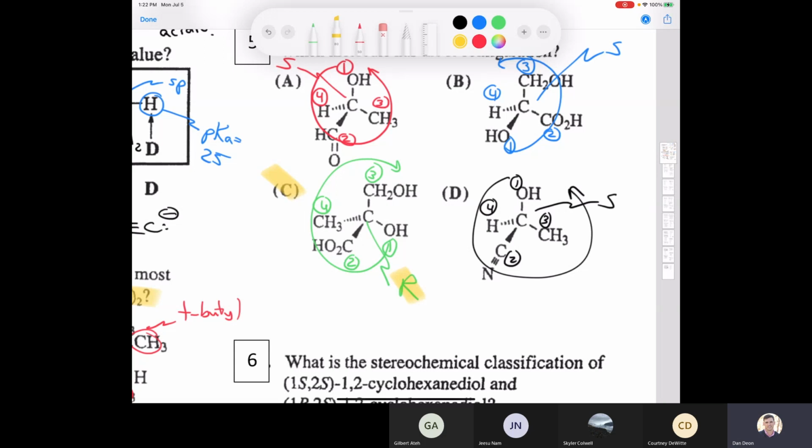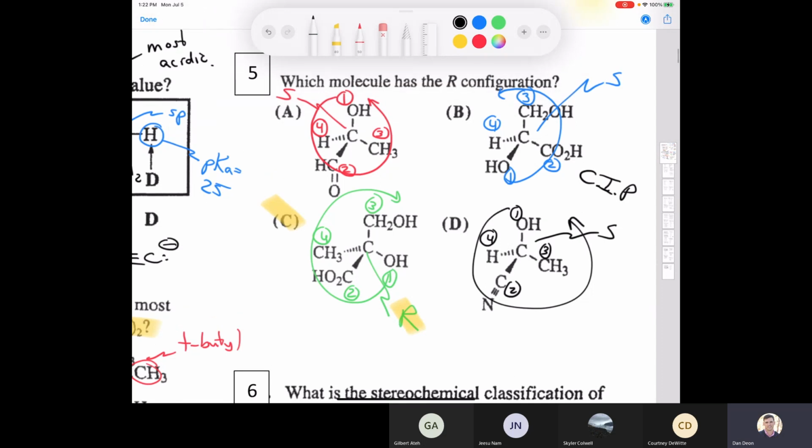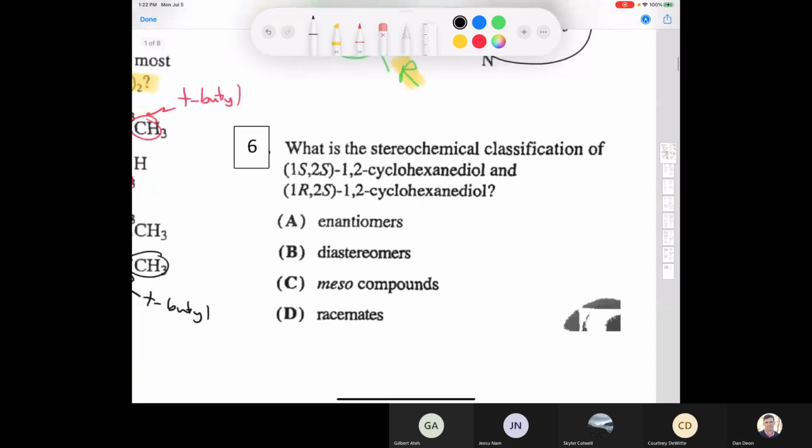And there you have it, a little practice on your Cahn-Ingold-Prelog rules. If you need to review those, the Cahn-Ingold-Prelog rules for assigning stereochemical configuration.